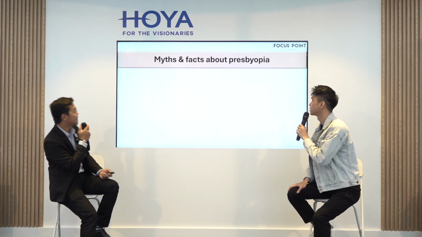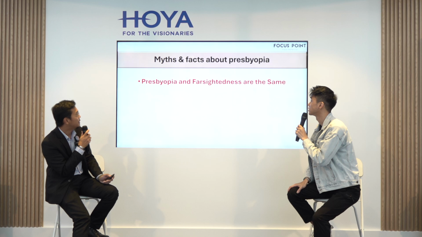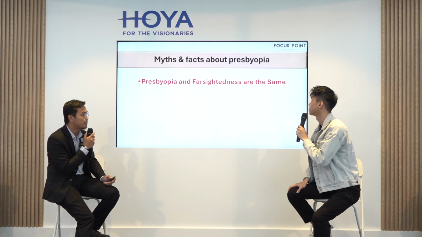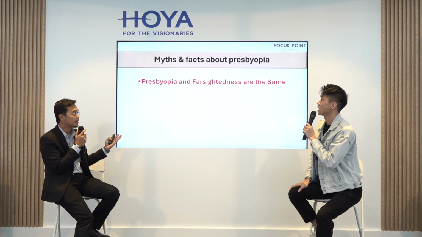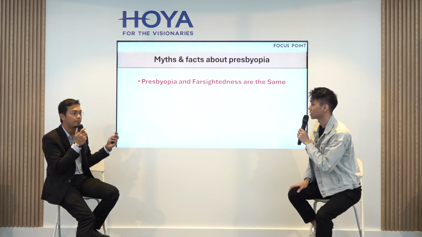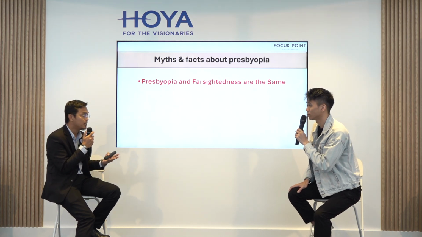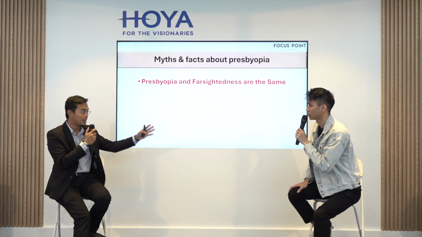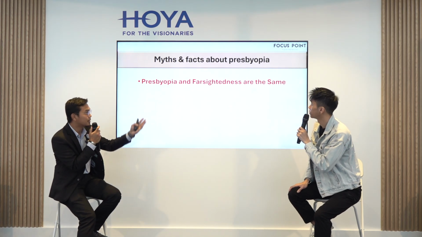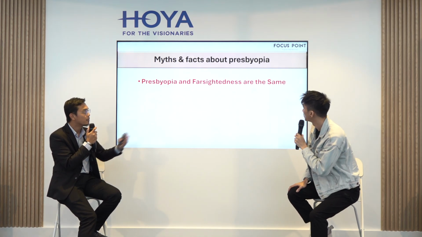Okay, so next myth: presbyopia and farsightedness are the same. Have you heard about farsightedness? I haven't heard about that. Okay, so presbyopia is you cannot see near. Farsightedness also you cannot see near. You can only see things that are far away. That's why the name is farsightedness. You see far things clearer, but not at near.